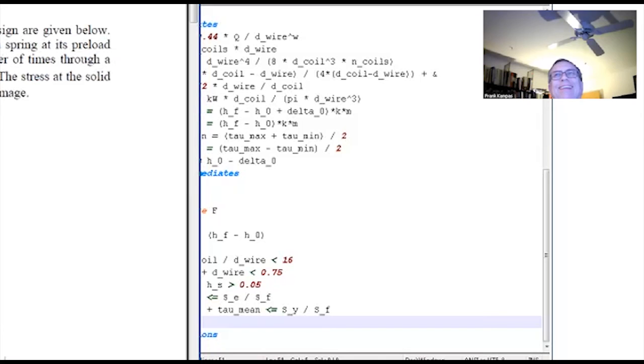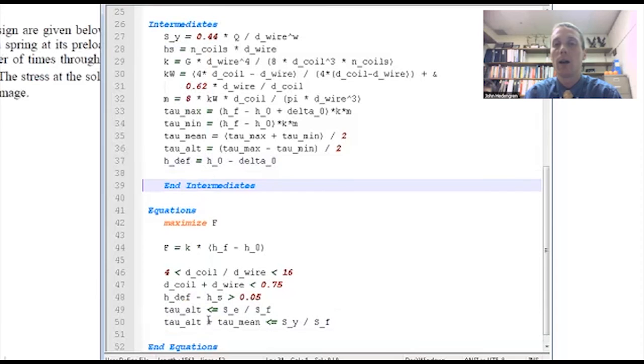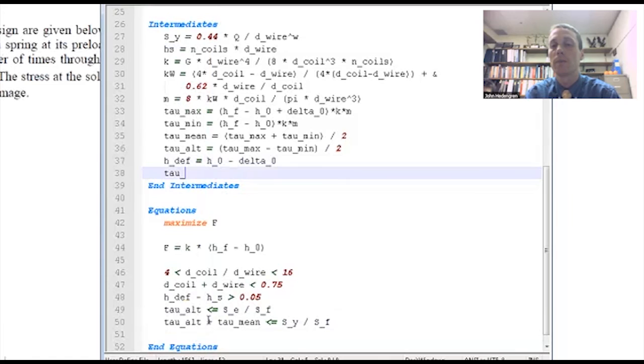Okay, good. So we need to compute a tau at the solid height, and that is going to be the HF minus H naught. Actually, we can just do HF minus HS, can't we? In this case, HS, I didn't put an underscore there, but I could have. So that's going to be that times K times M. Okay, so that's my tau, my stress at my solid height.